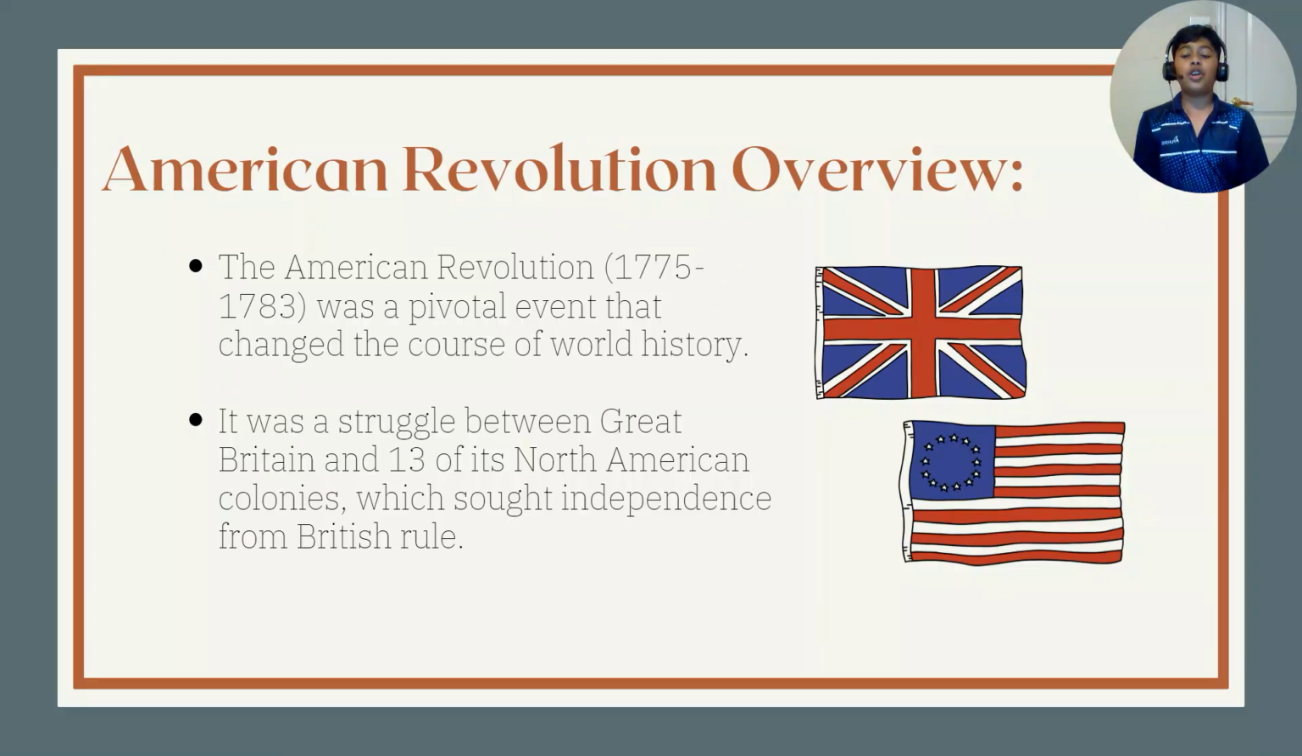American Revolution Overview. The American Revolution, 1775 to 1783, was a pivotal event that changed the course of world history. It was a struggle between Great Britain and 13 of its North American colonies, which sought independence from British rule.